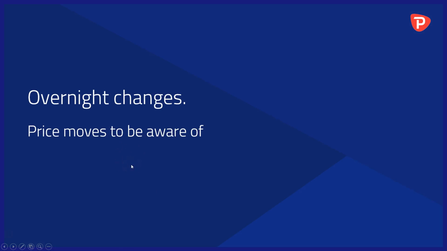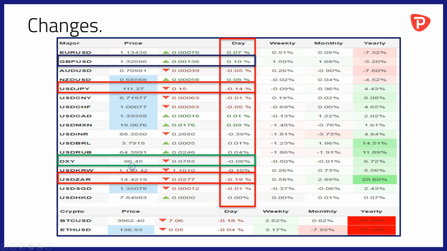Right, let's kick off with a look at the overnight changes and price moves to be aware of. First of all, it was a pretty quiet session as far as the world's global foreign exchanges were concerned. There were one or two points of note, for instance, the British pound adding to its gains against the US dollar to trade with a 132.68 handle shortly before we went live with the video. That's perhaps surprising for reasons we'll come to momentarily.